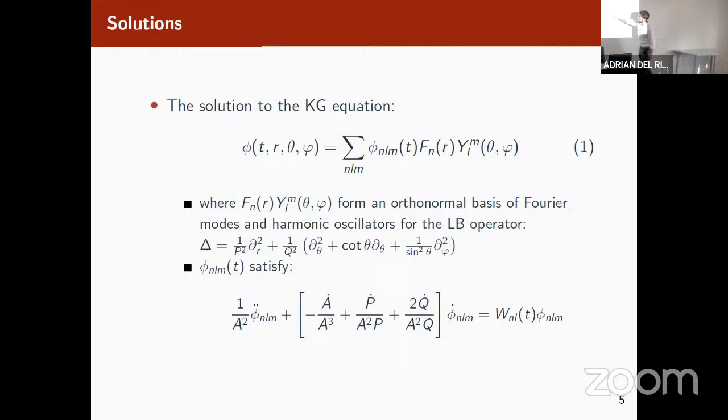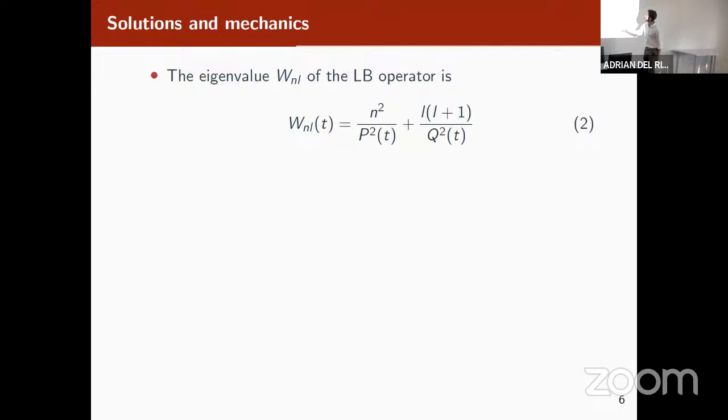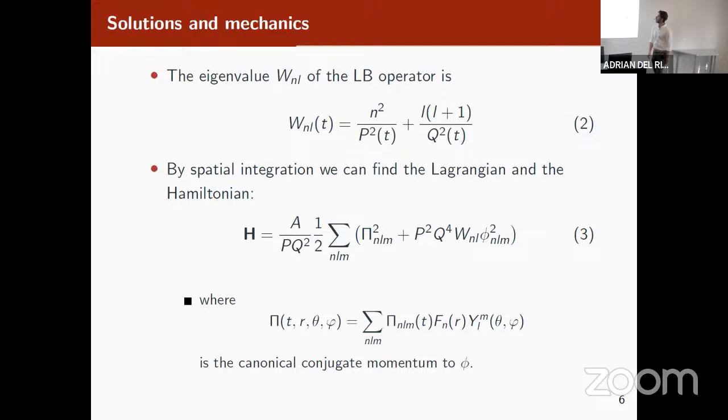And the time component of the field is given by this equation over here, where this W and L is the eigenvalues of the Laplace-Beltrami operator, which is given by this equation over here. Right. So by spatial integration of the Lagrangian density, we can find the Lagrangian, and then by a Legendre transform, we can find the Hamiltonian, where this pi NLM is the time component of the canonical conjugate momentum of phi. So in order to apply our criteria, we would like to decouple this eigenvalue from the metric functions p squared and q squared.